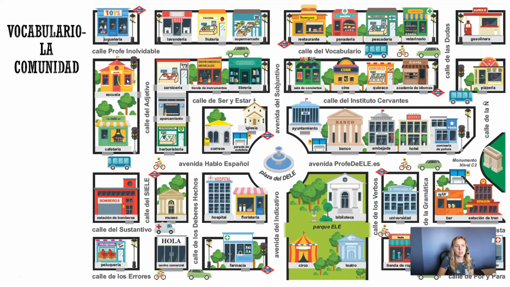Escuela. Juguetería, I didn't go over, but think about toys, like the verb jugar, to play, right? Juguetería. Lavandería, where we go clean all of our clothes. La frutería, donde compras frutas, manzanas, fresas, sandías, etc. Supermercado, donde vamos a comprar la comida. Librería, donde vamos a comprar libros. El restaurante, donde vamos a comer. Panadería, donde compras pan y tartas, pasteles, etc.